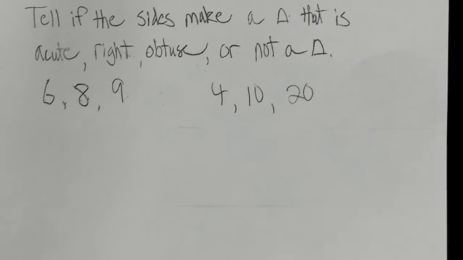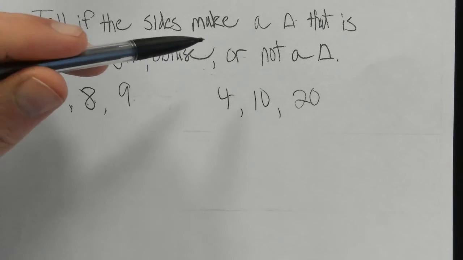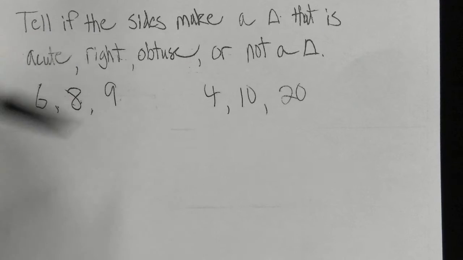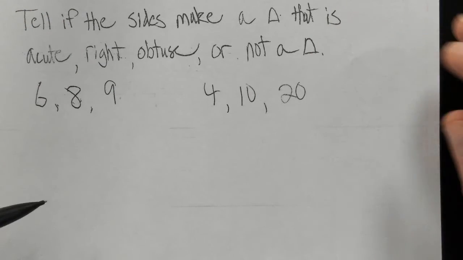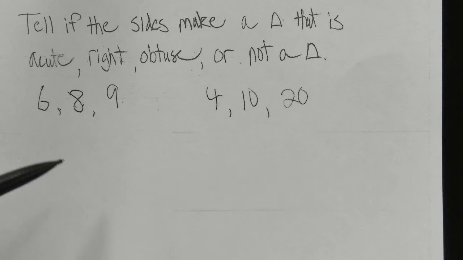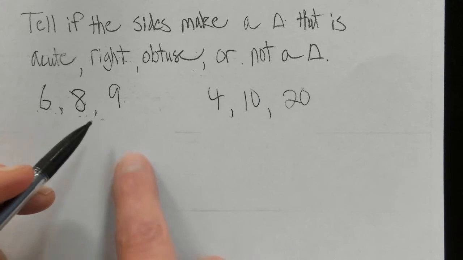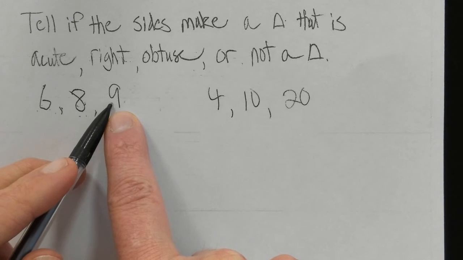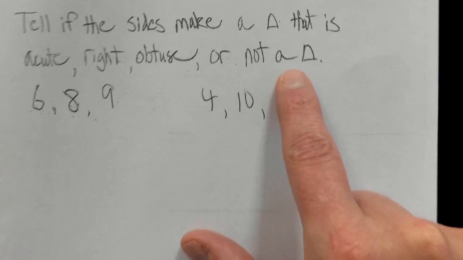And so the directions here say to tell if the sides make a triangle that is acute, right, obtuse, or if it's not a triangle. So the first thing we want to make sure of is that it's a triangle. And remember from last semester, I believe in Unit 4, we learned that any two sides added together have to be greater than the third side. And so you got to check the biggest side. So is 6 plus 8 bigger than 9? The answer is yes, so we know it is a triangle.